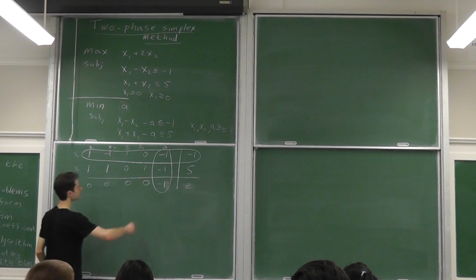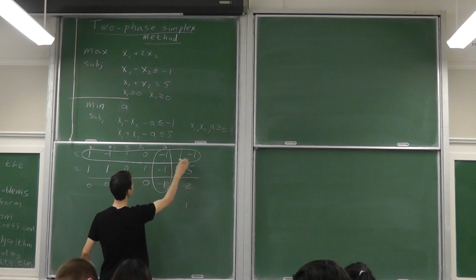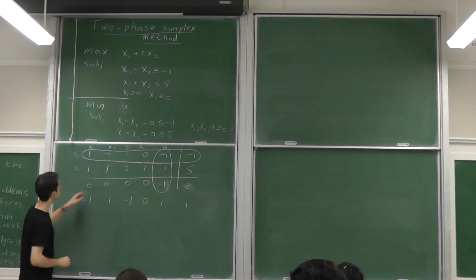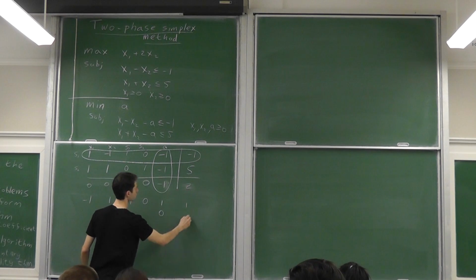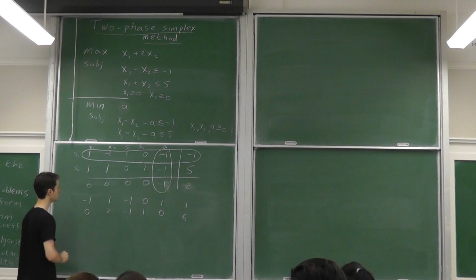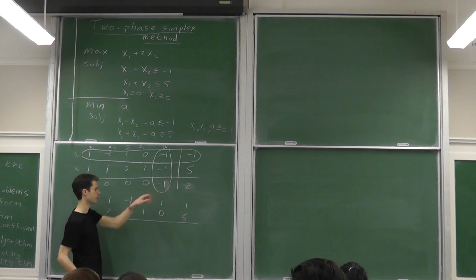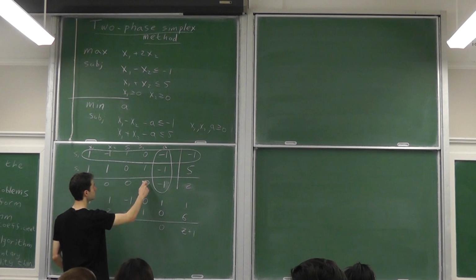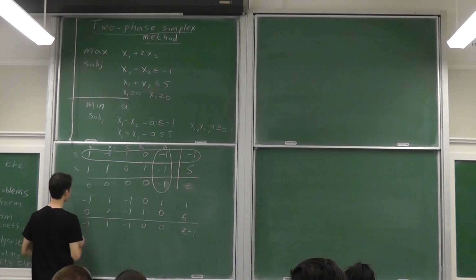Okay, next we do the pivoting. So to make this into 1, I multiply the first row by minus 1. I will subtract the first row from the second one. And I'll make this 0 by doing the same. Subtract the first row from the third one. Z plus 1, 0, 0, minus 1, 1, minus 1.